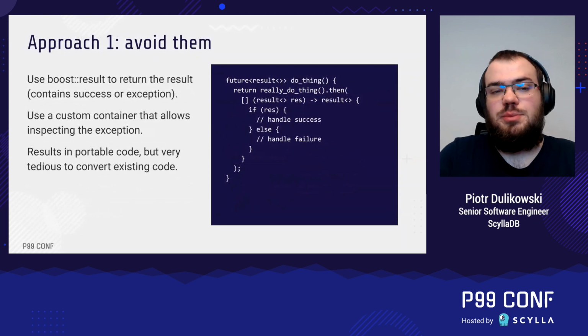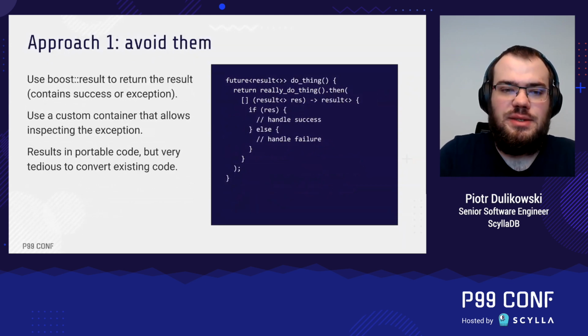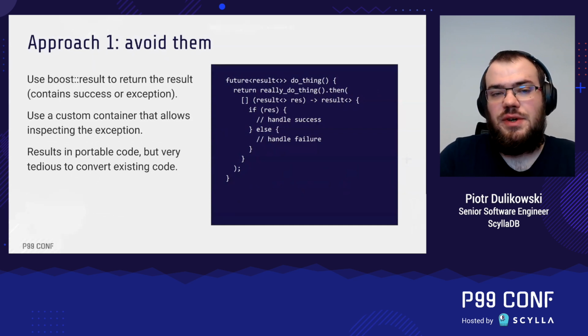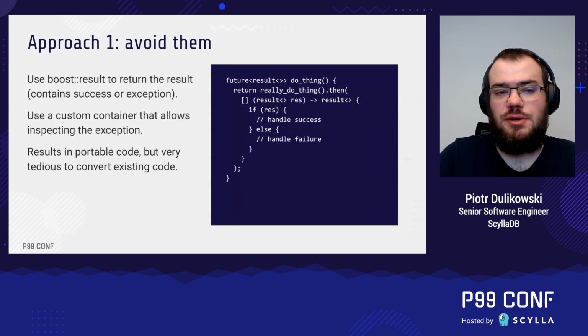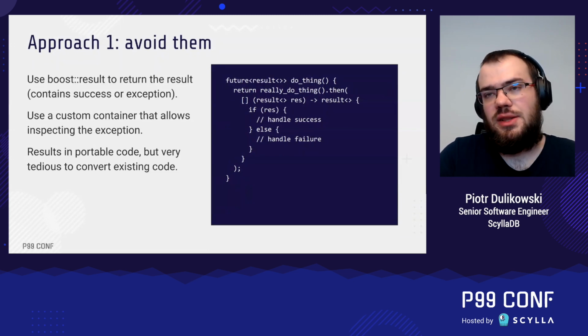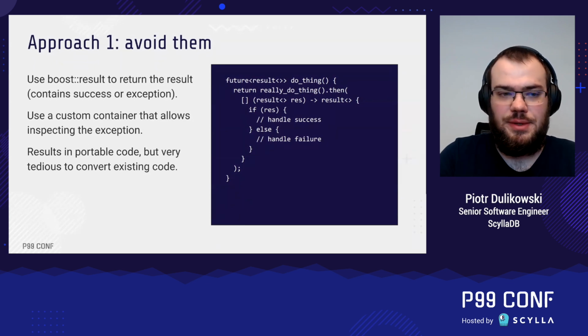The first approach that we explored was quite heavy-handed. It involved plowing through the code and changing all important functions to return a boost result, which is a type from the boost outcome library that holds either a successful result or an error. We also introduced a custom container for handling exceptions, which allows inspecting the exception inside it without having to rethrow it, unlike std exception_ptr.